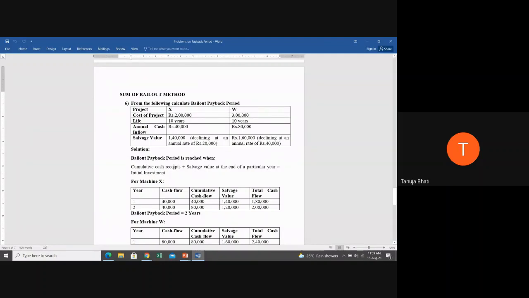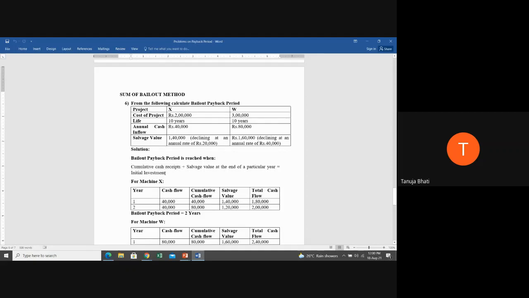Now they are telling to calculate the bailout period. First, you need to know when is the bailout period going to be achieved. So I told you bailout period will be reached when the cumulative cash receipts plus your salvage value at the end of a particular year will be equal to your initial investment.